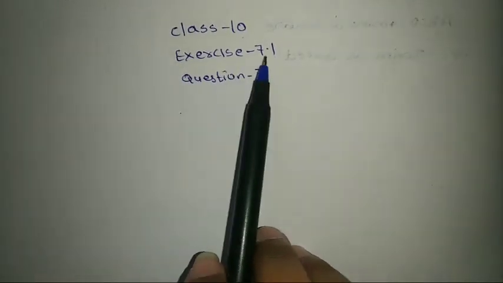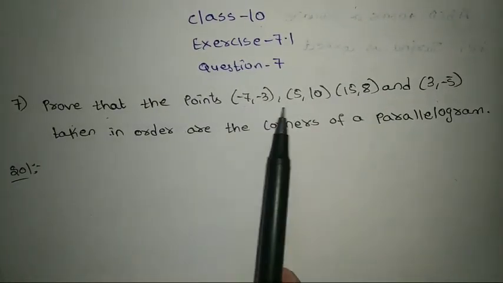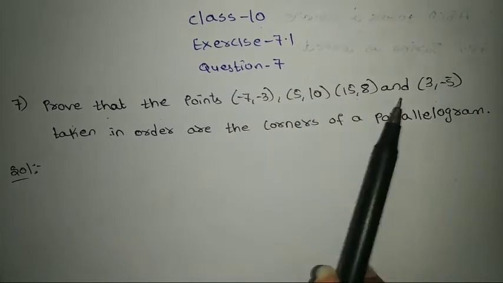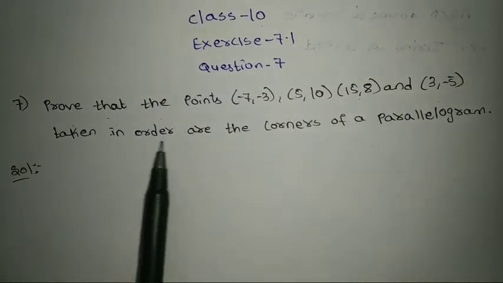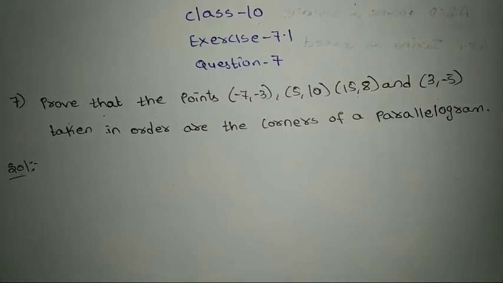So today our topic is 10th class mathematics chapter number 7, that is coordinate geometry, exercise 7.1, question number 7. Prove that the points minus 7 comma minus 3, 5 comma 10, 15 comma 8 and 3 comma minus 5 taken in order are the corners of a parallelogram. Okay, so what is a parallelogram diagram?